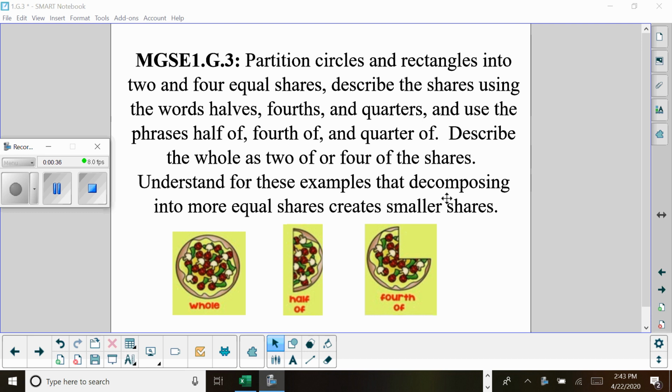Understand for these examples that decomposing, so we've decomposed numbers by breaking them apart. Now we're decomposing shapes into more equal shares, and each time you decompose it further, you get smaller pieces. An example of this is half of this pizza is missing, whereas only a fourth of this is missing. So notice the half part that is missing is much more than the fourth part of that piece that is missing.